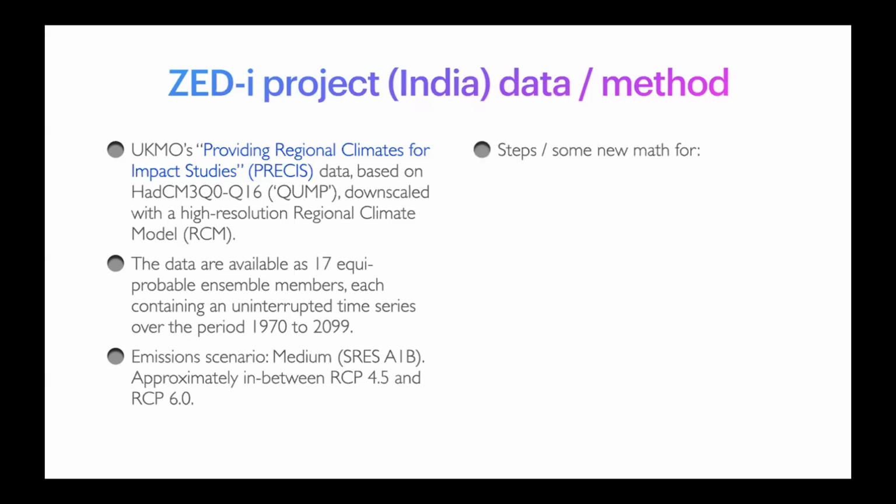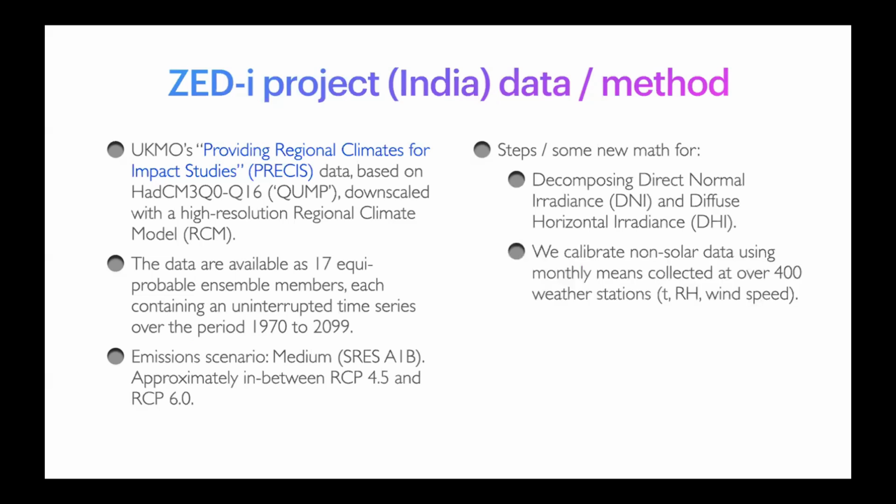It's taken us a long time to get this right, we hope, because we had to spend a lot of time doing quality testing, calibration, and so on. I'm just going to highlight some of the things we had to do. In Prezi, we get 3-hourly solar data, but we need hourly. So there was a whole bunch of work we had to do to get that right, and then calibrate it correctly. And then the non-solar data was calibrated using observed weather data from 400 stations in India.